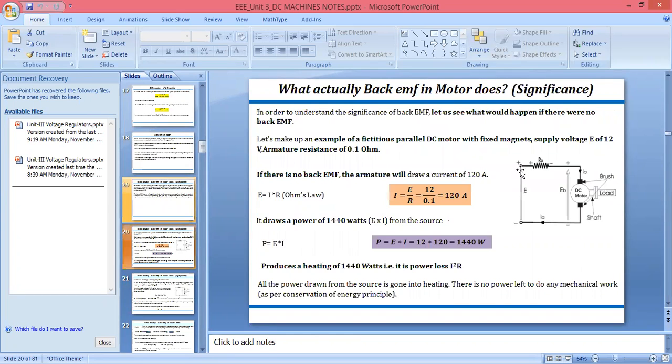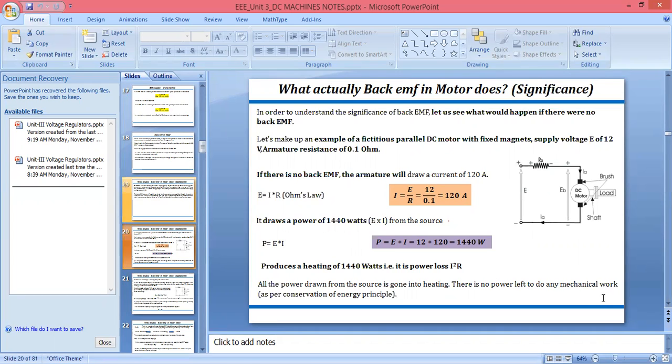If you see this circuit, and you calculate the value of current and power, you can calculate current according to Ohm's law. You will get these equations. If you calculate power, power equals V into I. V is nothing but the battery, so we take E into I. If you calculate here, what will happen? All that power will go into heating, so no amount of power will be left to do mechanical work.